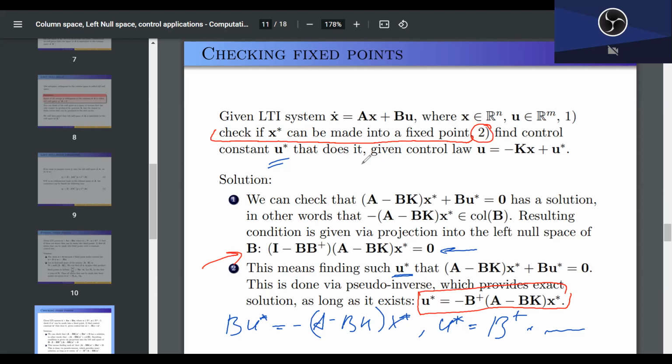There is no point. Sorry, I had some sound problems earlier. Before, is a fixed point an equilibrium? A fixed point is when this x dot is equal to 0. You can say it is an equilibrium. Okay, thanks. Yeah.